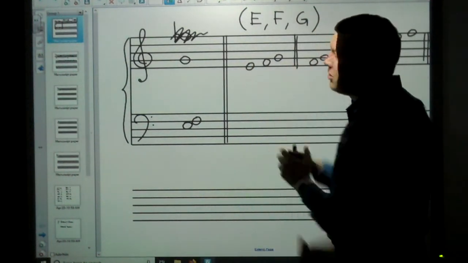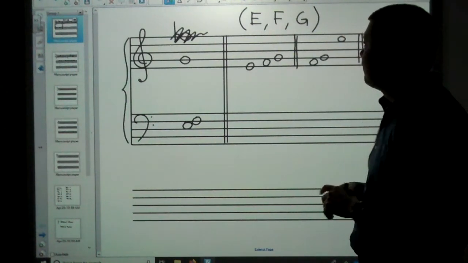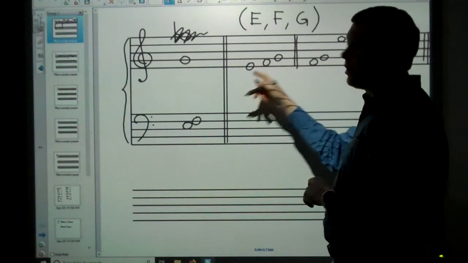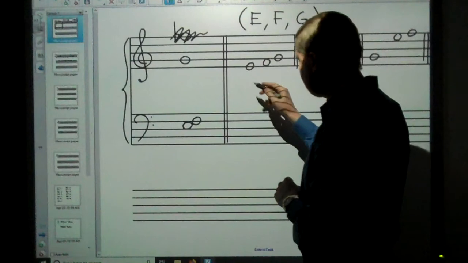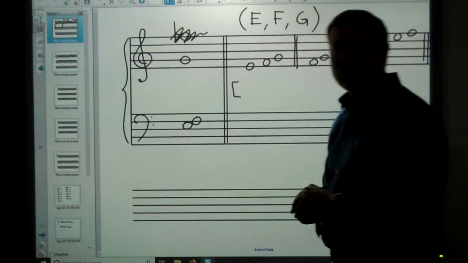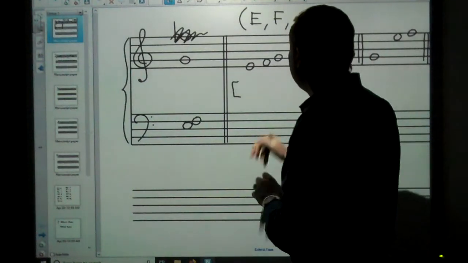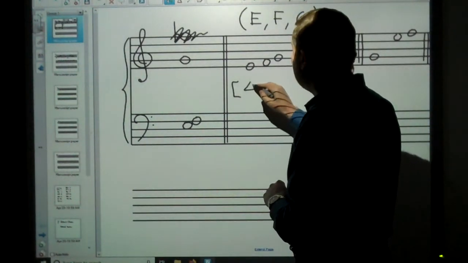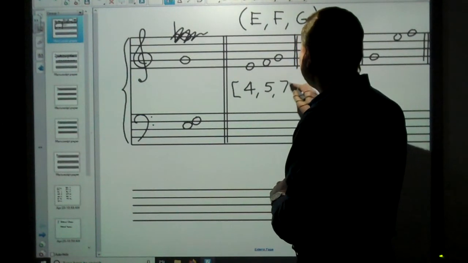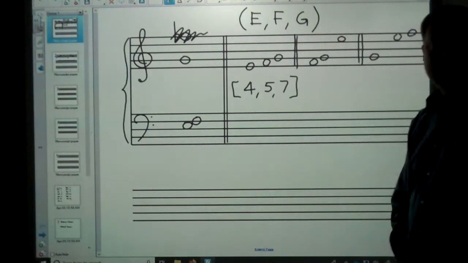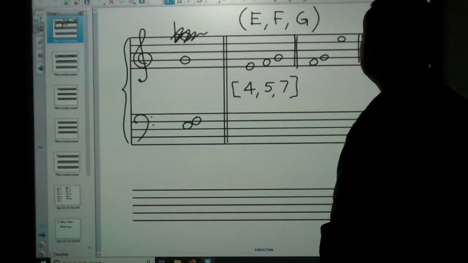Right? The distance from E to G is a minor third, and we know that contains only 3 half steps. So I can tell that this is going to be my normal order of my unordered set. I'll list the normal order right away in terms of pitch class integers. So my normal order is going to be 4, 5, and 7. Remember, that's one of the steps to finding the prime form of any pitch class set.